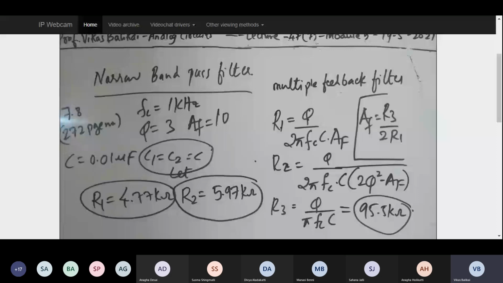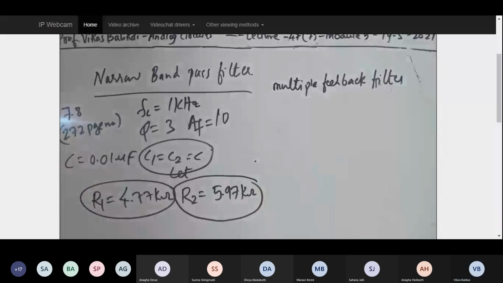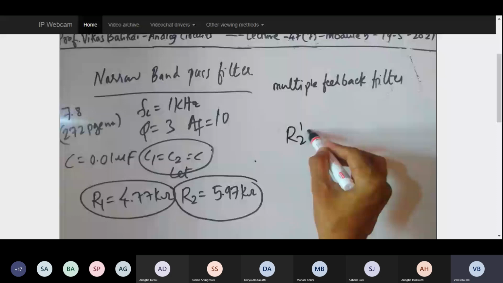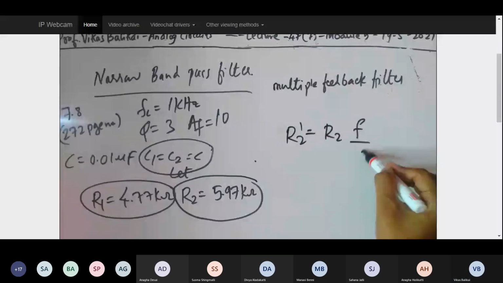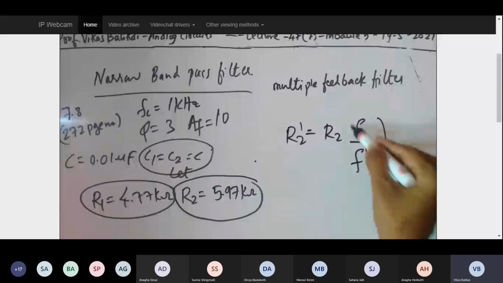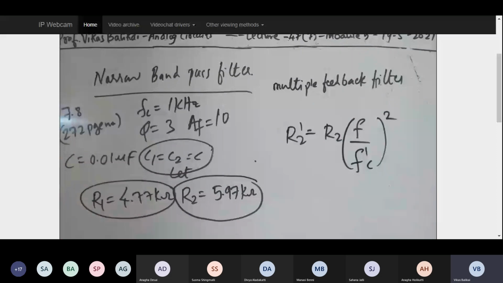Similarly, here he is asking us to change the frequency from 1 kilohertz to 1.5 kilohertz. The formula to change the frequency for this narrow band pass filter is R2 dash equal to R2 multiplied by F divided by FC dash, whole square. If I use this formula, I'm going to get R2 dash, the new value of R2. Basically I'll be using the old value, which is what I just did over here.